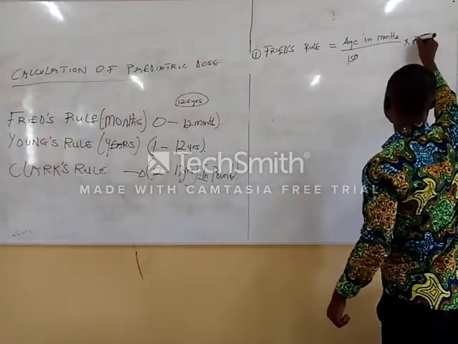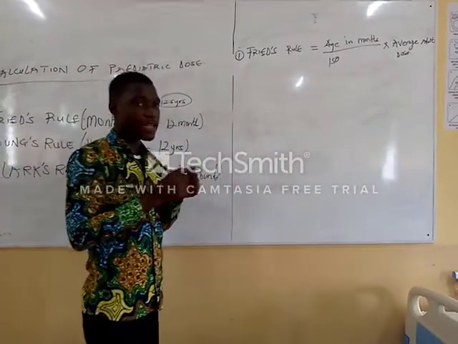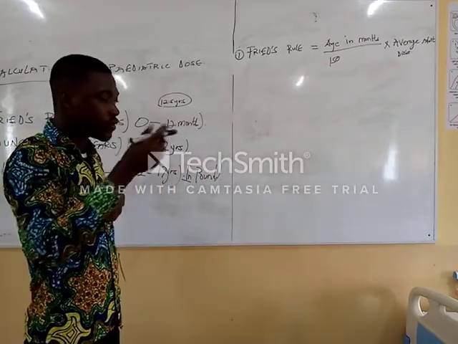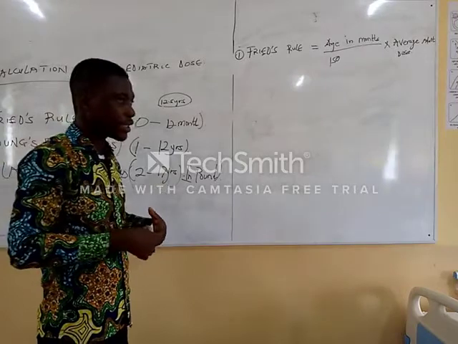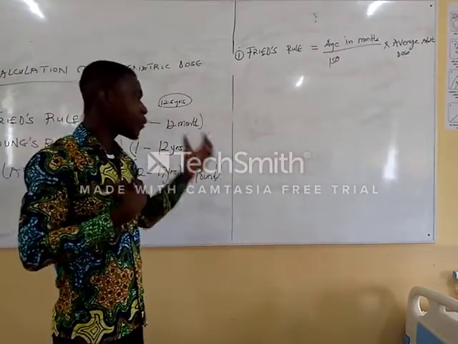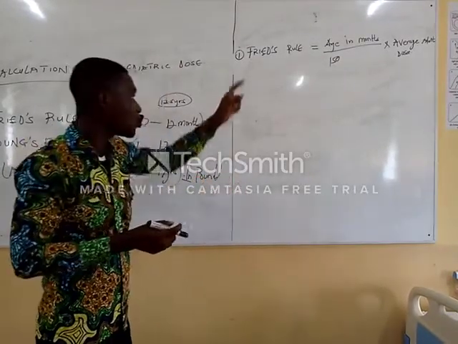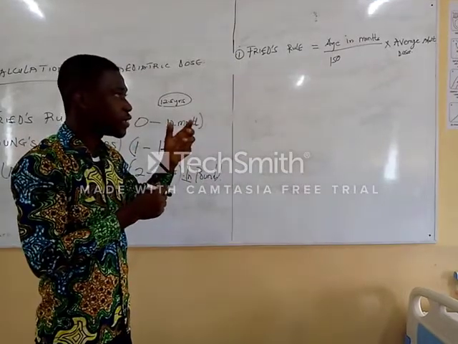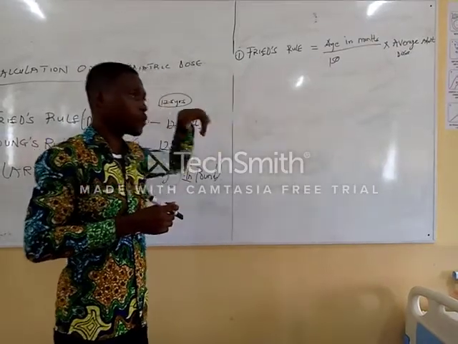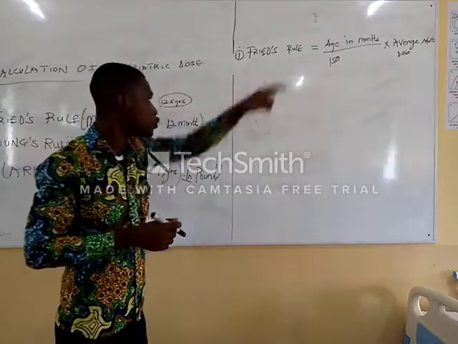times the average adult dose. As I said earlier when I was starting, the drug that I take can be given to a child, that is the average dose. So if I take 1 gram of paracetamol that can be given to a child, but a portion of it will be taken. And for you to know the portion of it to be taken to serve this child, you will have to use this formula. So if the child is from 0 to 12 months, then you are going to use the formula.